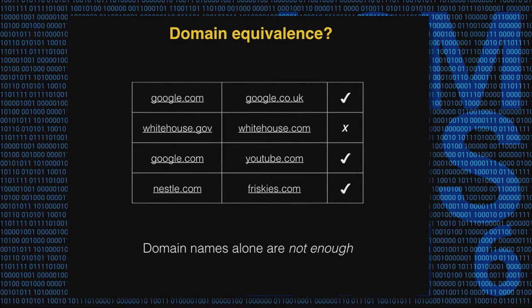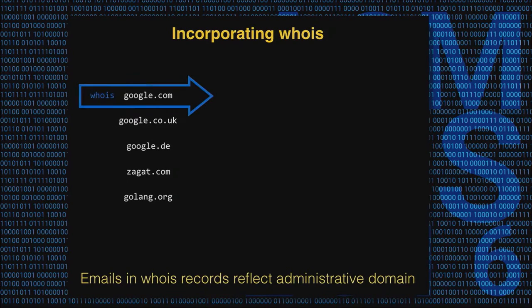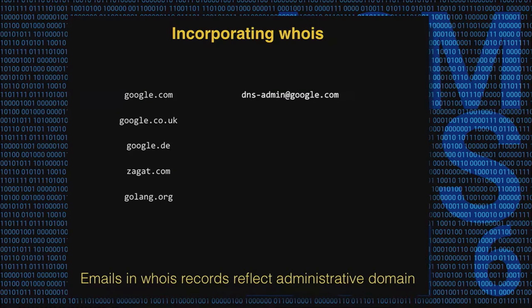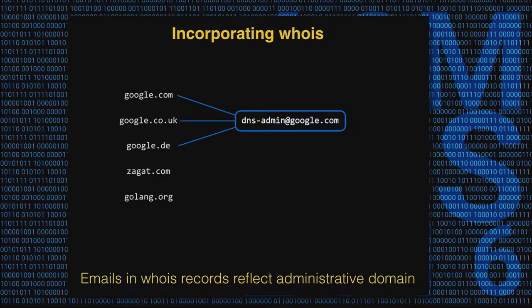And so in particular, what we did this time was to use whois information, and in particular, the email address fields in the whois records. And we used this to infer the administrative relationships between domains. So just to go through one really simple example of this, a whois lookup for google.com returned these three email addresses. And then, perhaps as expected, a lookup for other Google TLDs returns the same email addresses. And so we can conceptually link these together as having the same whois email address.